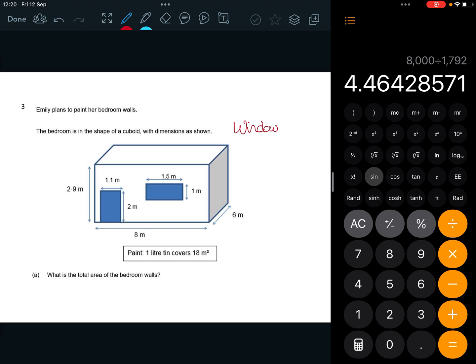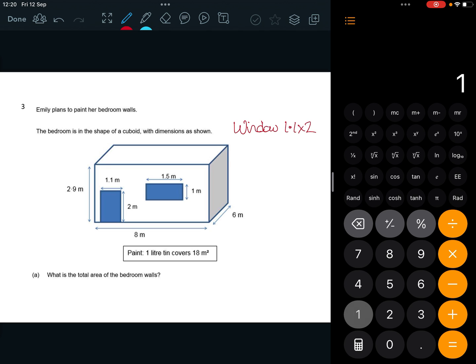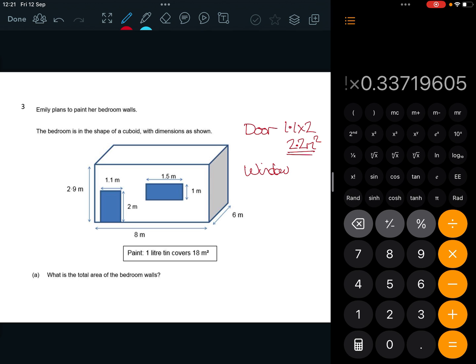Now that window is just 1.1 times 2, and remember it's times 1.1 times 2. Right, 1.1 times 2, and that's 2.2 square metres. We're not going to paint the, no, that's a door. Right, so that's a door. Okay, we're not going to paint the window either. So that's 1.5 times 1, and that's just going to be 1.5 square metres. So that's the amount of area that we're not going to actually paint.